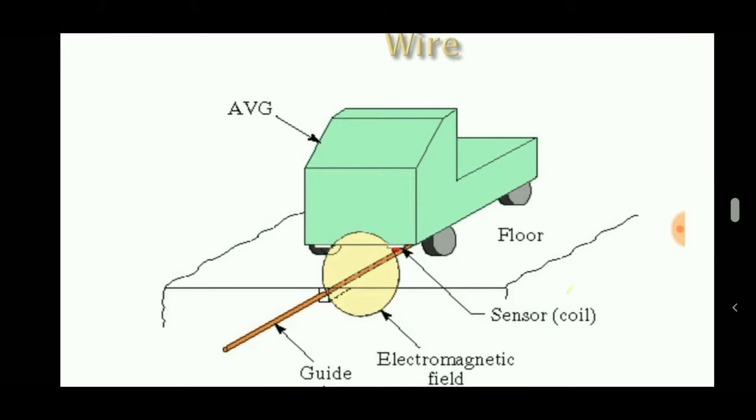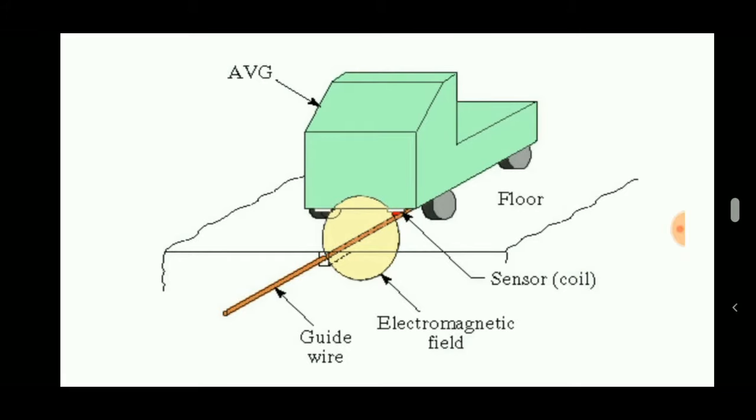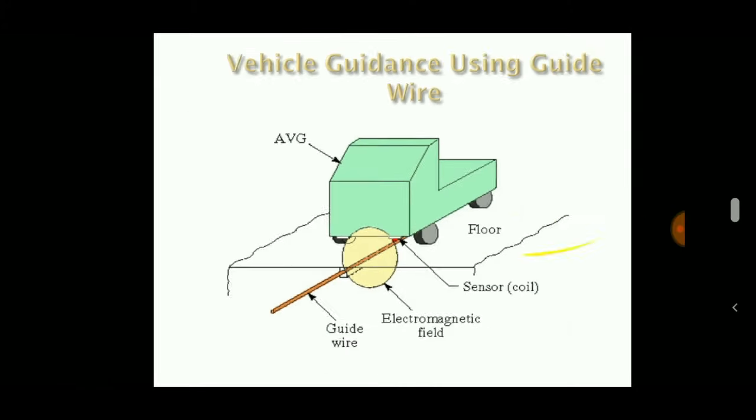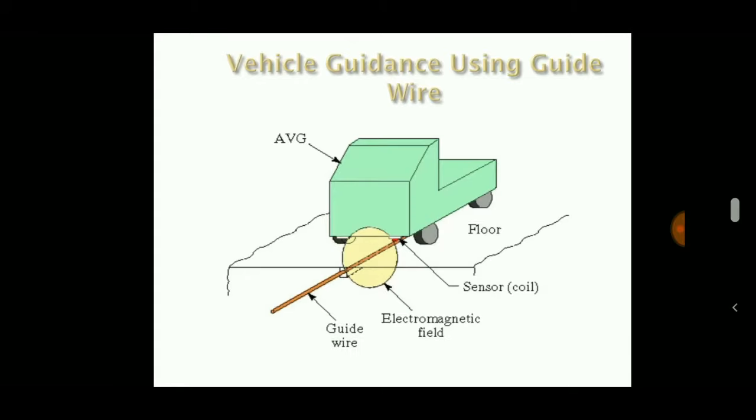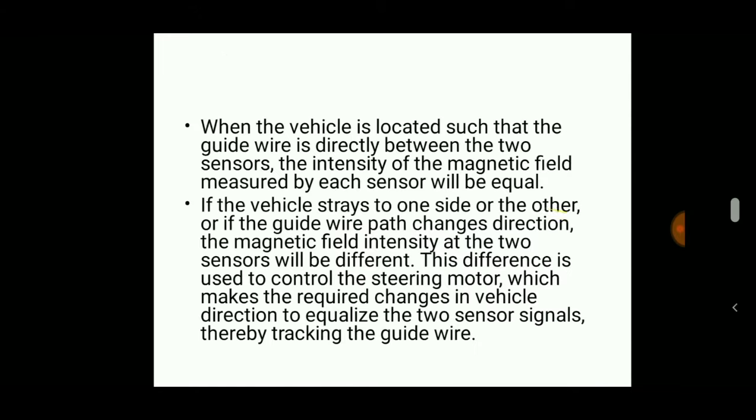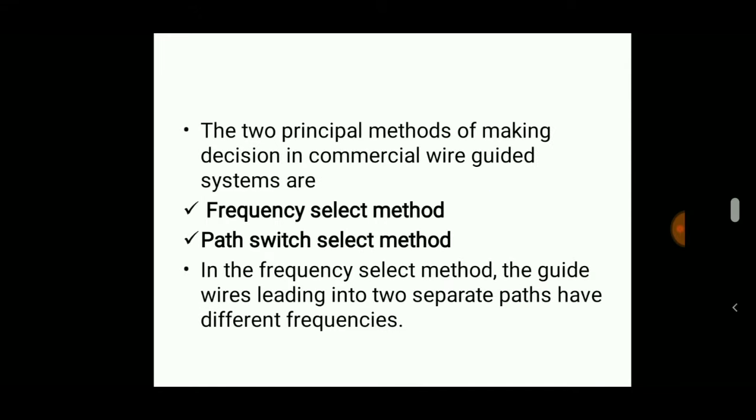The vehicle has a sensor that senses the frequency of the guide wire so that it can follow the path of the wire in a proper way. When the vehicle is located such that the guide wire is directly between the two sensors, on each side of the wheel it has a sensor. These two sensors track the guide wire so that it can follow in a proper way. So this is the method.